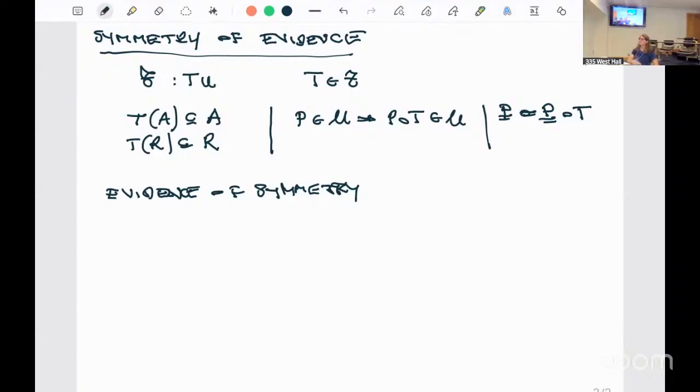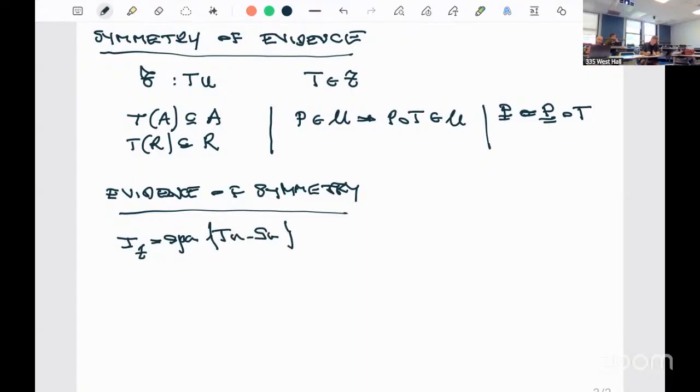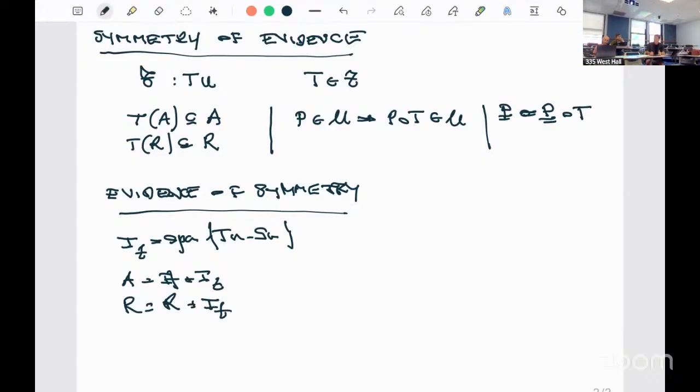So in the case of evidence of symmetry, I already explained this. You have a set of indifferent options, which is the linear span of the TU minus the SU, right? And then you should have that A is A plus I, and that R is rejects R plus I. That is the formulation in terms of the accept reject models or accept desirability models.